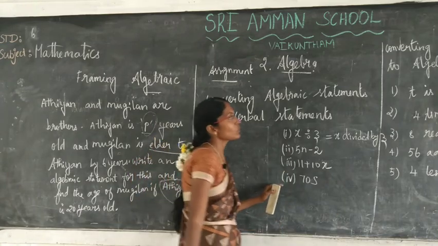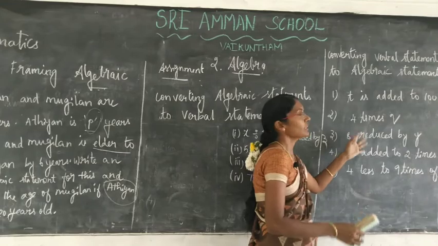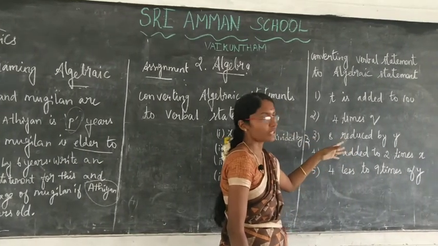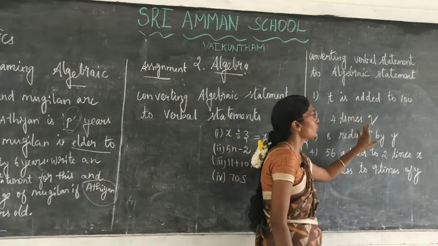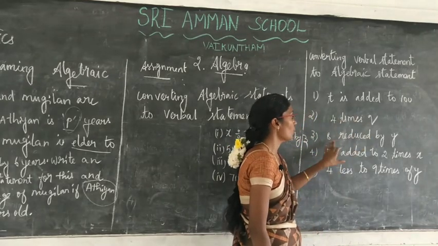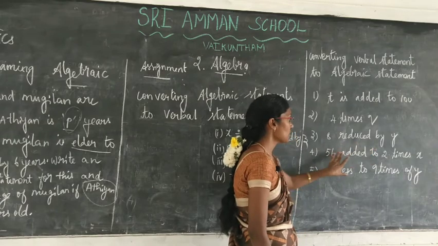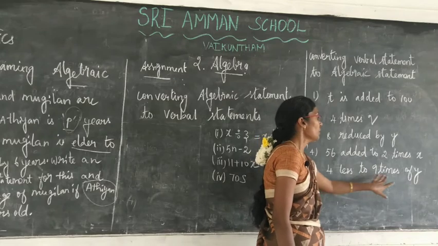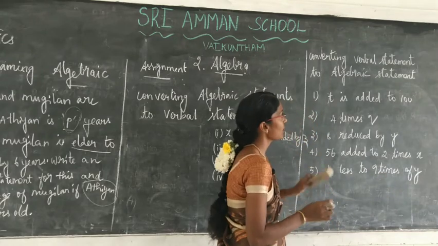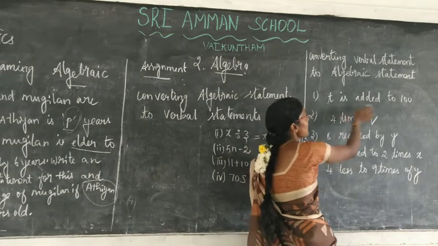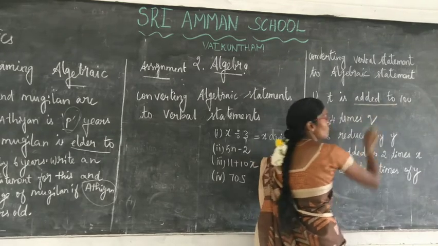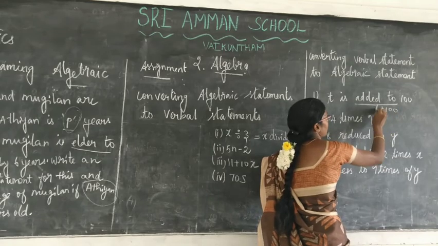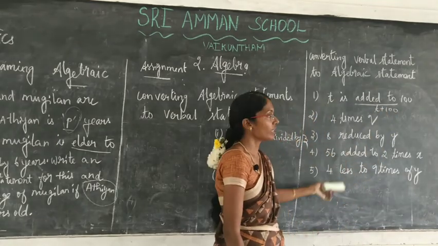Okay. So next one, converting verbal statement into algebraic statement. See here: t is added to 100. 4 times of q. x reduced by y. 56 added to 2 times of x. Next one, 4 less 2, 9 times of y. For your convenience, I am going to do one problem. t is added to 100. Added to, what is that? t plus 100. That's all. Likewise, you have to do the rest of the problems.